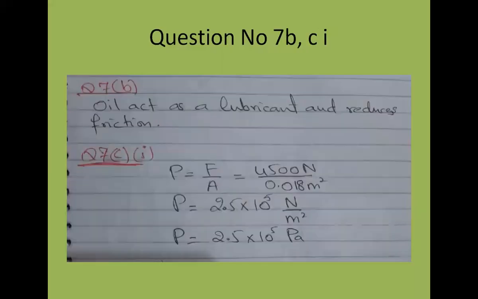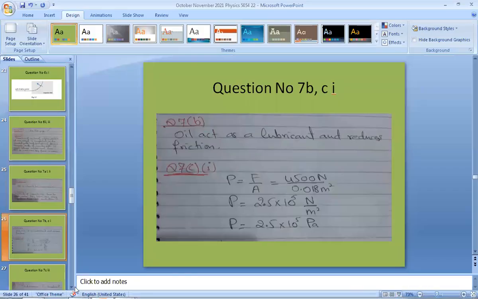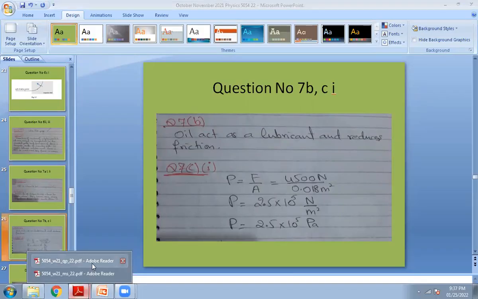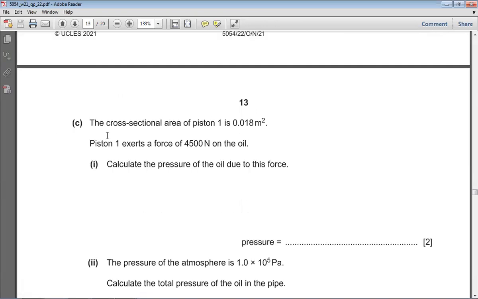This is question number 7, B part. Oil acts as a lubricant and reduces friction between the piston and the cylinder. It's important to write between the piston and the cylinder. Okay, let's move to the next part.